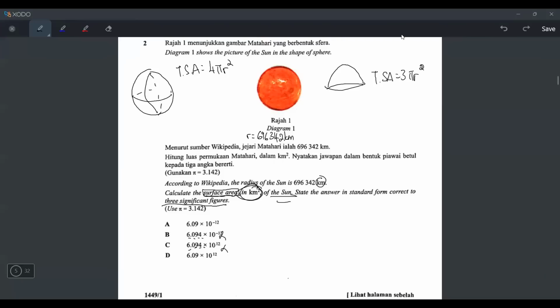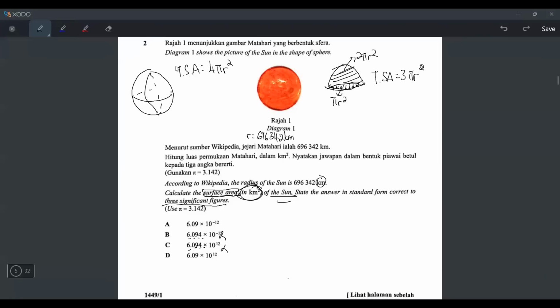Then maybe some students will ask, can it be 2 pi r square because a hemisphere is half of the sphere, right? No, because when you cut it in half, can you see that there's one surface here, which is the flat surface, and also the curved surface. So the flat surface's area will be pi r square. Sorry, pi r square. And then the curved part will be 2 pi r square.